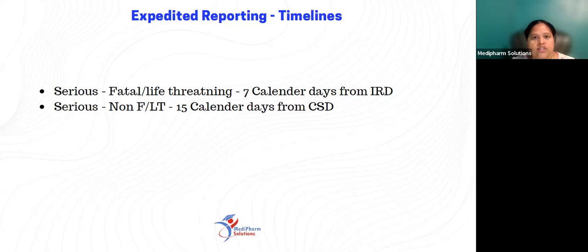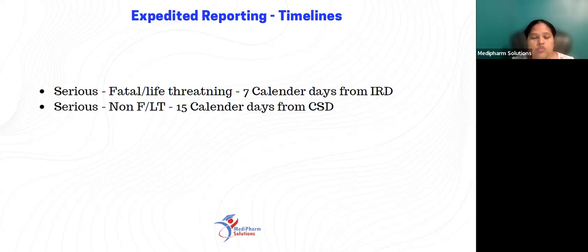Any serious, fatal, life-threatening event has to be sent within 7 calendar days. Any serious, non-fatal, non-life-threatening events that fulfill the criteria of hospitalization, prolonged disability, congenital anomalies, or IMEs, important medical events, should be submitted within 15 calendar days from the clock start date. The clock start date and initial receive date are the same.